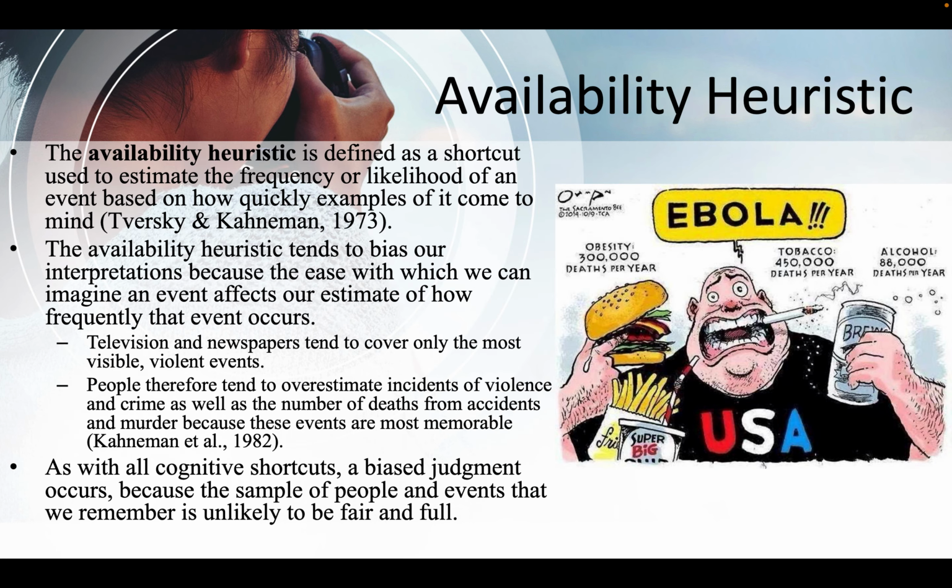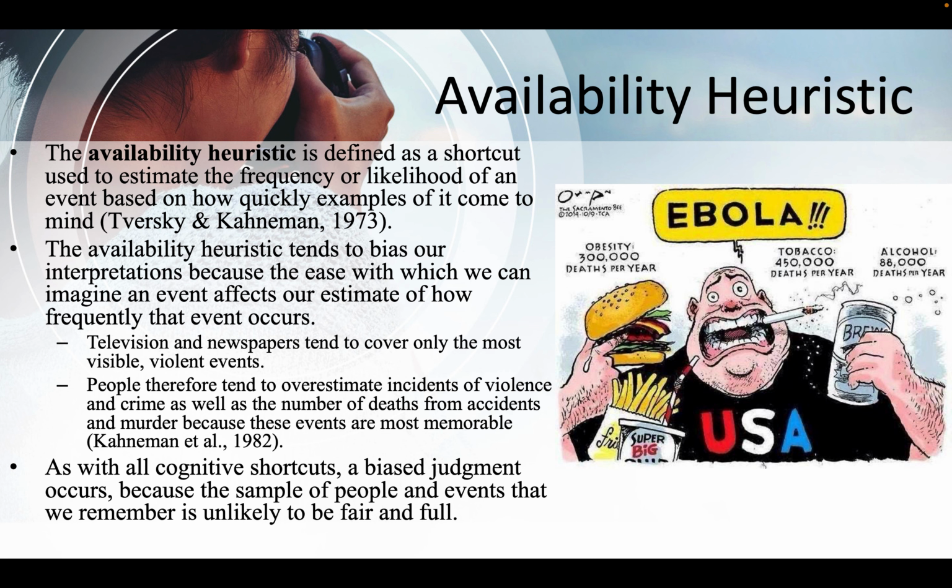The availability heuristic is defined as a shortcut used to estimate the frequency or likelihood of an event based on how quickly examples of it come to mind. The availability heuristic tends to bias our interpretations because the ease with which we can imagine an event affects our estimate of how frequently that event occurs.